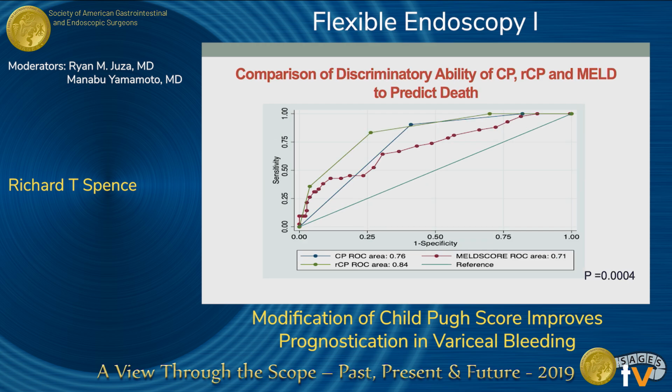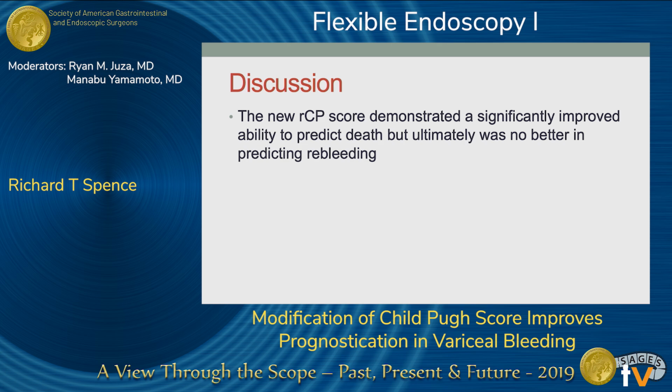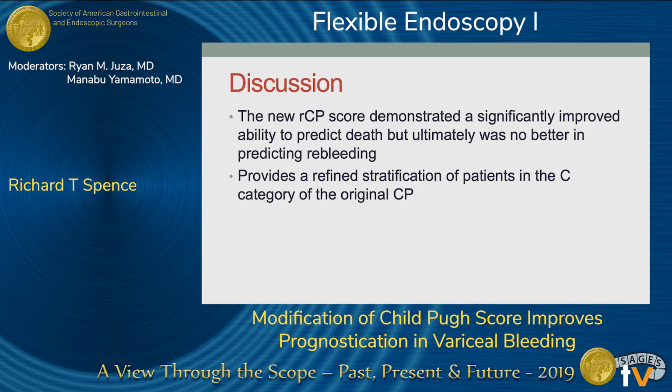However, when you look at predicting death, you can see that the MELD score is the worst of the discriminatory values. And this is what we're contributing, this area here. You can see our recalibrated score of 0.84 relative to the original of 0.76, and that was highly statistically significant. So our discussion points: we thought that the recalibrated score demonstrated a significantly improved ability to predict death, but ultimately was not better in predicting rebleeding, and importantly, none of the three scores were good for rebleeding.